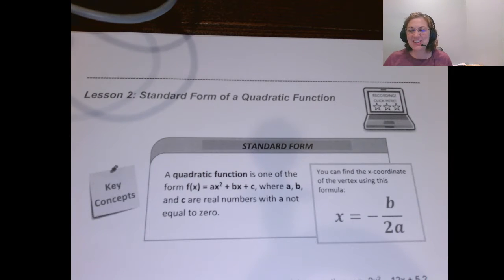Hi there. Let's take a look at Unit 6, Lesson 2's reading guide.